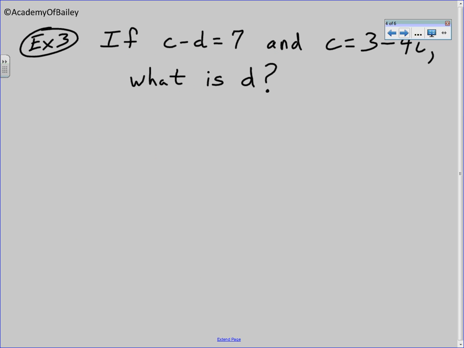Example 3 here says, if C minus D were equal to 7, and C was equal to 3 minus 4i, what is D? And this is basically substitution. So we have C minus D is equal to 7. Well, C is 3 minus 4i, minus D, and that's equal to 7.